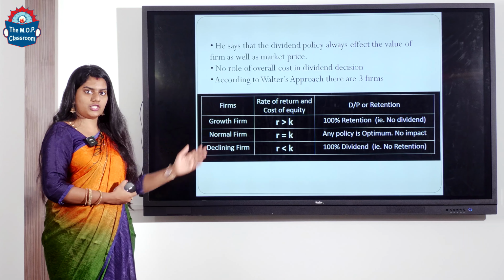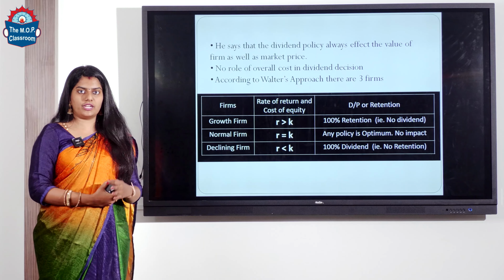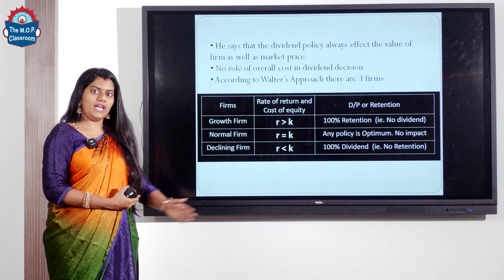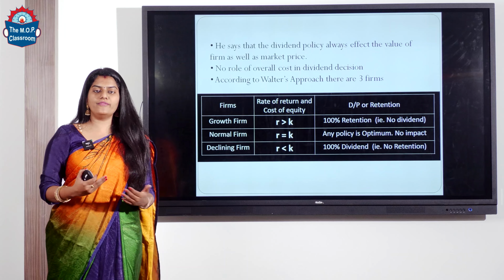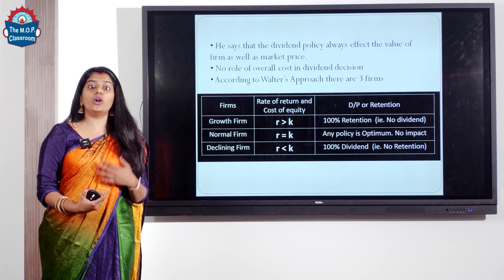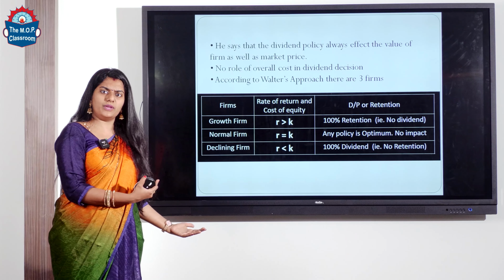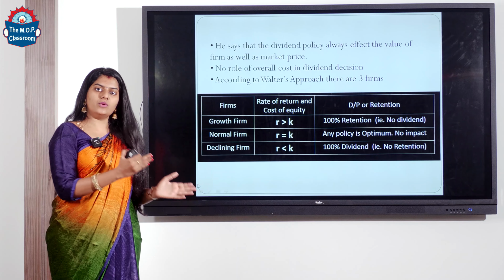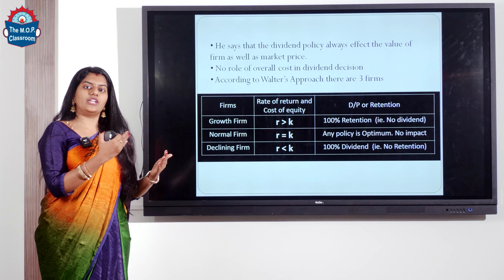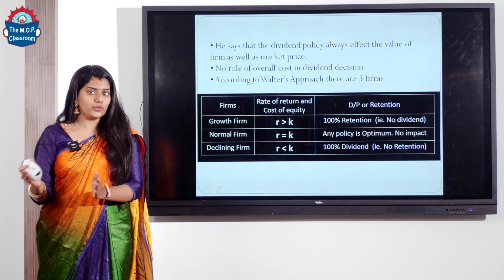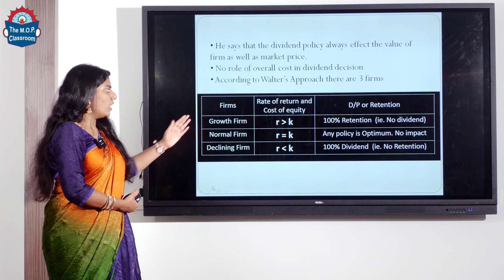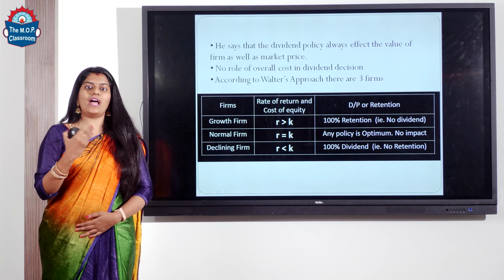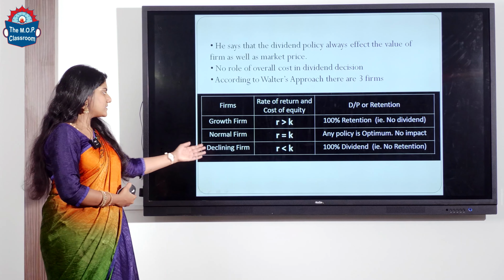Comparing these two, we can divide the firm into three parts. When your rate of return is more than the cost of equity, it is termed a growth firm. Obviously, when you get more returns than what you will have to pay, you are in your growth stage. When the return is equal to the cost of capital, that is, when you earn a return equivalent to what you need to pay to the shareholders, you are called a normal firm. When you get returns less than what you will have to pay to the shareholders, that is termed a declining firm.